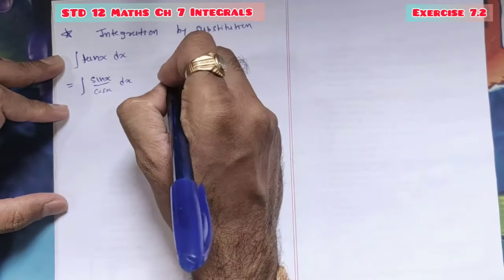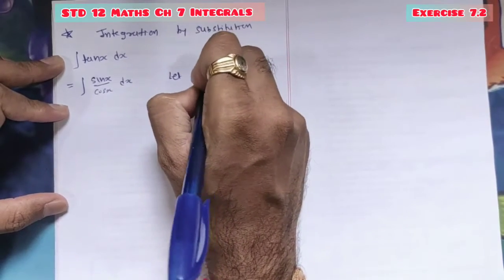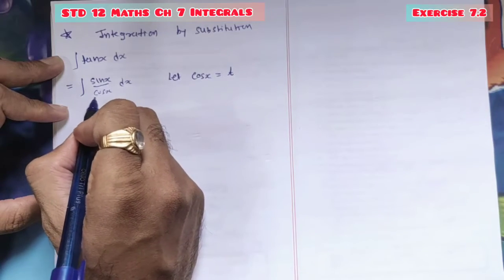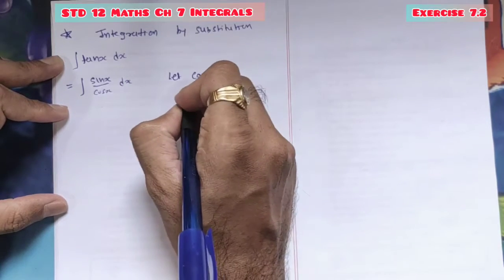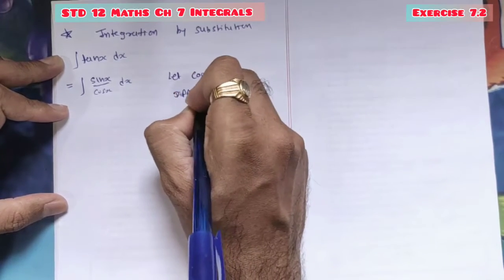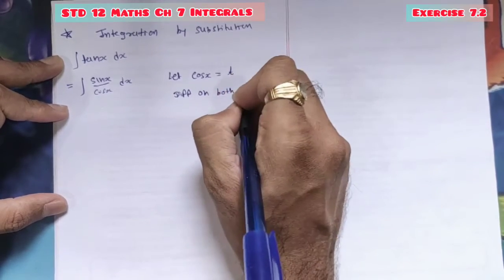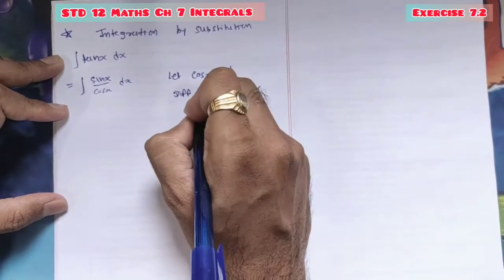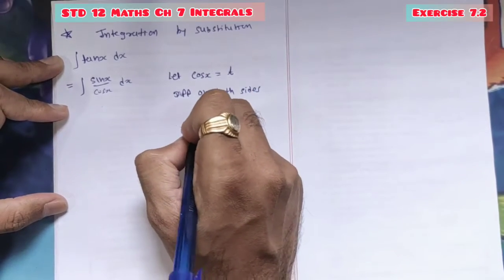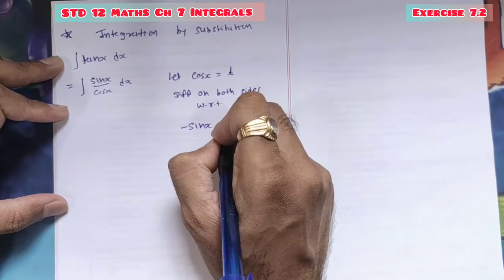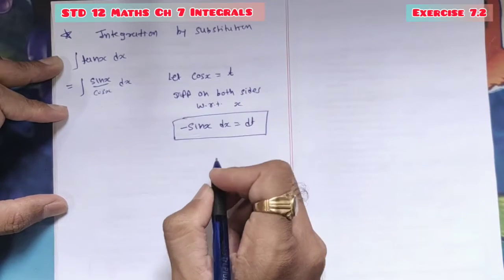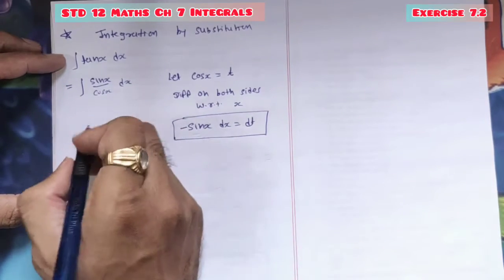So what you have to substitute? So here we are substituting cos x equal to t. Taking the substitution, it means replacing the value of this cos x with t. So now differentiate on both sides with respect to x, and therefore we are getting minus sin x dx equal to dt. So we are substituting this value in our integration.